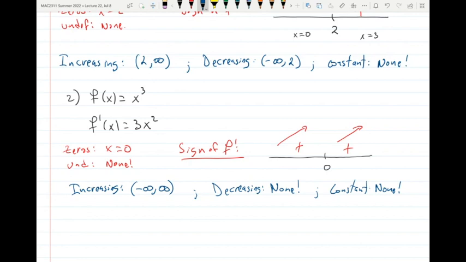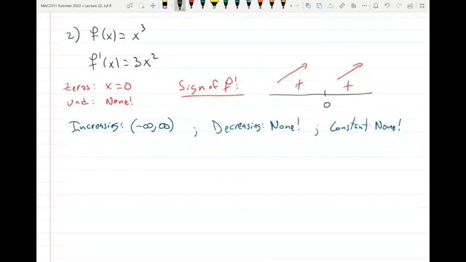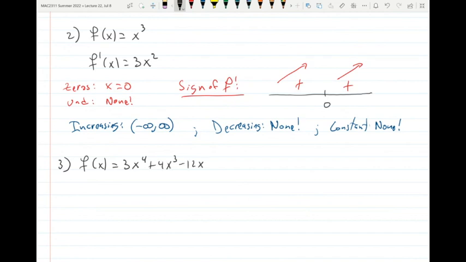So now let us look at something that we don't know, at least that we don't know a priori. Something more interesting, like our degree 4 polynomial, 3x to the 4 plus 4x cubed minus 12x squared plus 2.